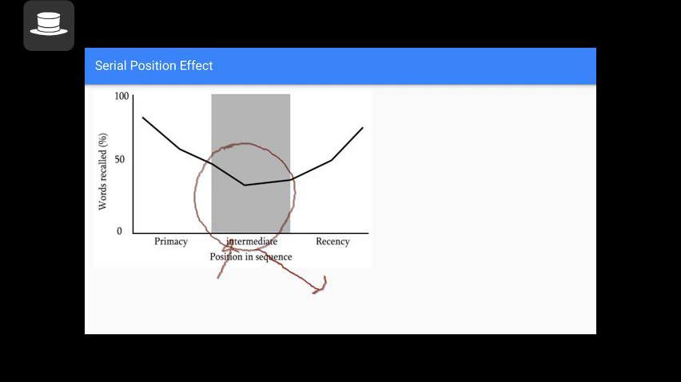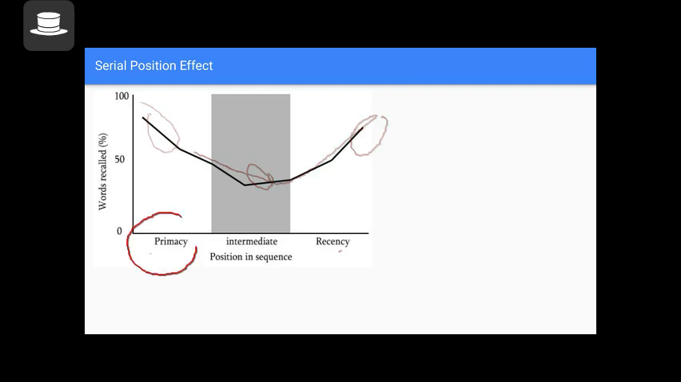So by looking at the accuracy difference between these three different positions of a list of words, you can make inferences about the source of the information. The recalled information of the initial words is coming from long-term memory. The recalled information of the words in the recency effect is coming from short-term memory. So the accuracy gives us information about the source of the recalled information.